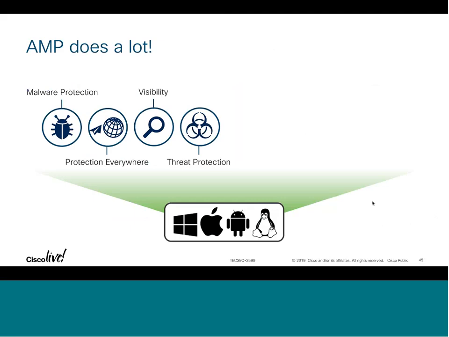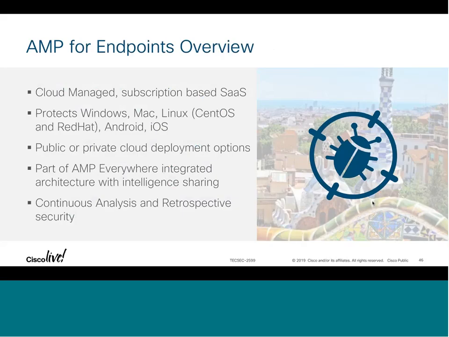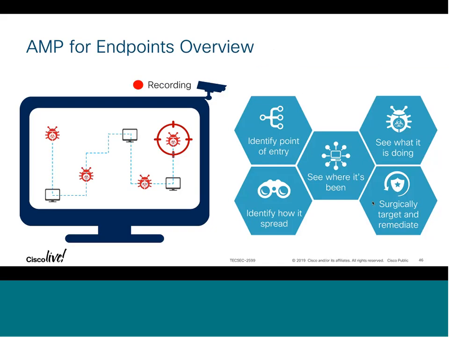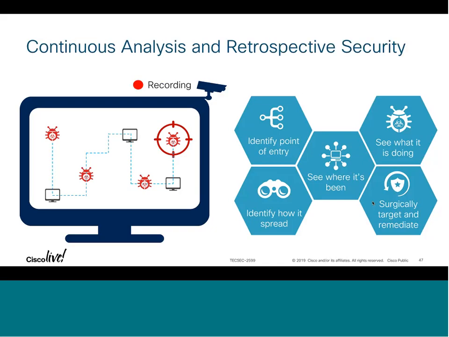Now, a couple of quick bits about what's going on here. Across the platforms, we've got the protection and the visibility pieces here. It is primarily delivered as a cloud-based service. And the continuous analysis is, and always has been, a really important piece of the AMP story. This is how we deal with the reality that sooner or later something is going to get in there.